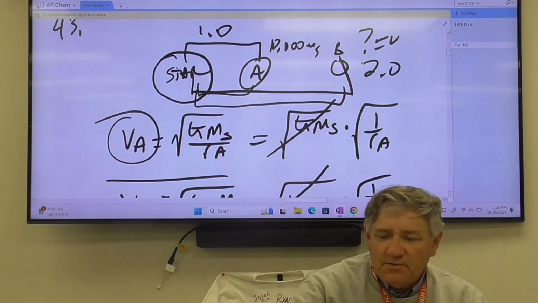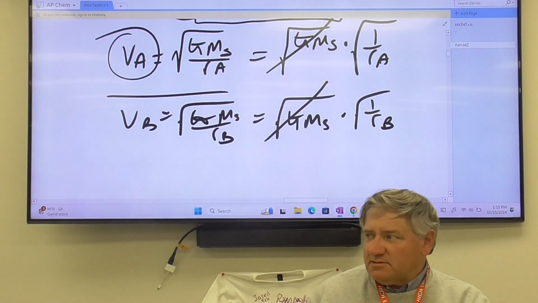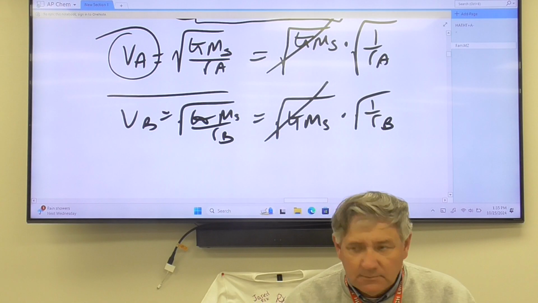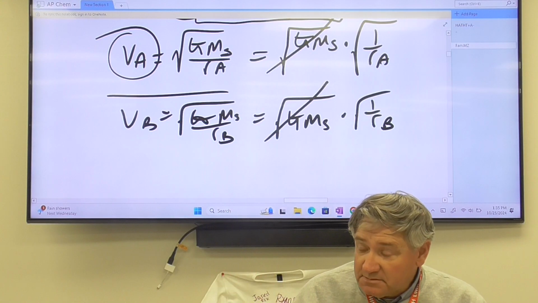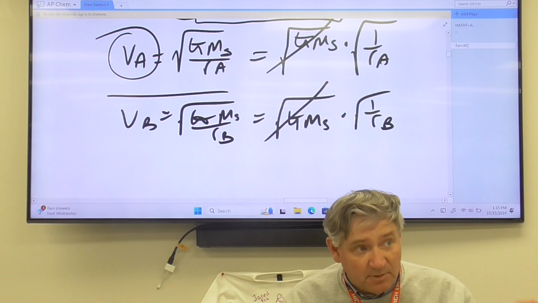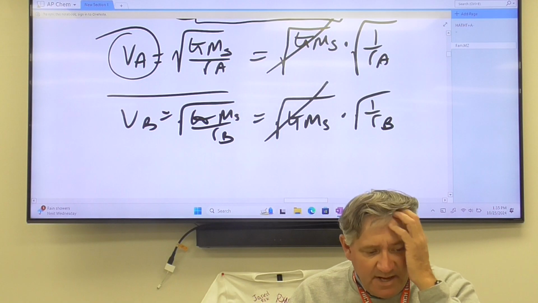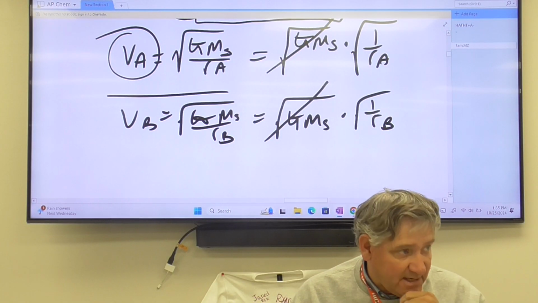So then it turns into more of an algebra problem. How are you going to isolate the velocity of B? Let me give you a hint. I hate radicals, so I squared everything and then I cross multiply. So if all goes well on 43, you should get an answer around 7,000 meters per second. Okay?